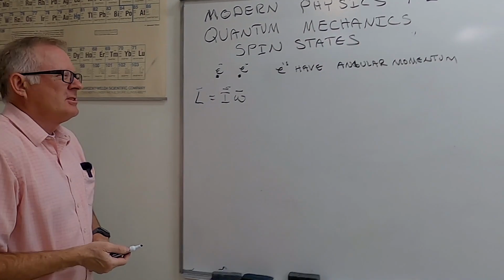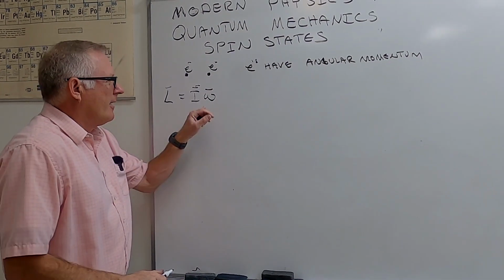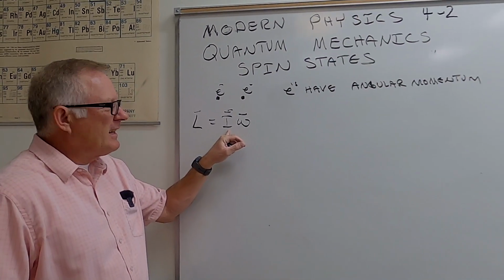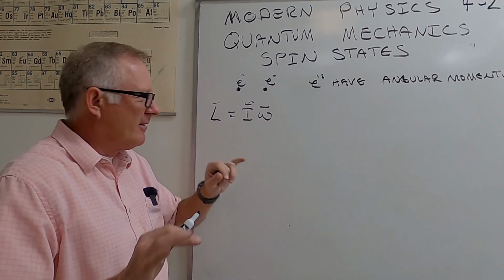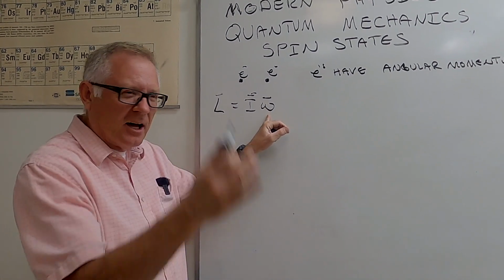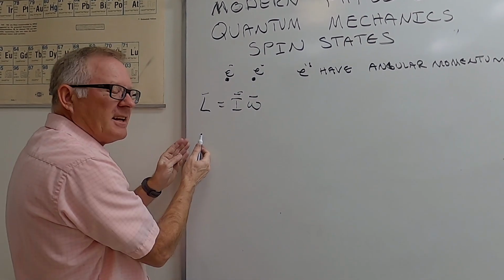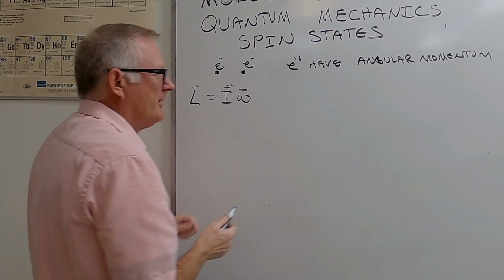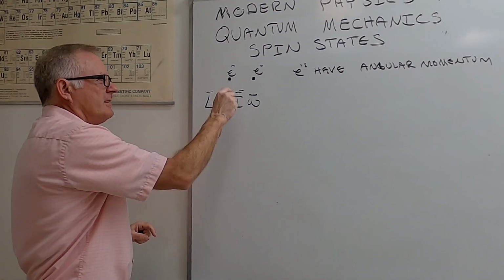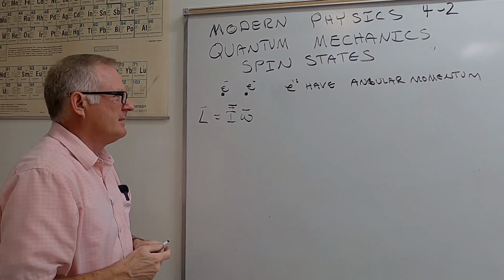Just as a sidebar, remember, this I is really a matrix. They don't tell you that in classical mechanics, and omega is really a column vector. So this is really a matrix times a column vector, and this is another column vector. But we're not going to be using that. I was just trying to say that it really pops up all over the place.